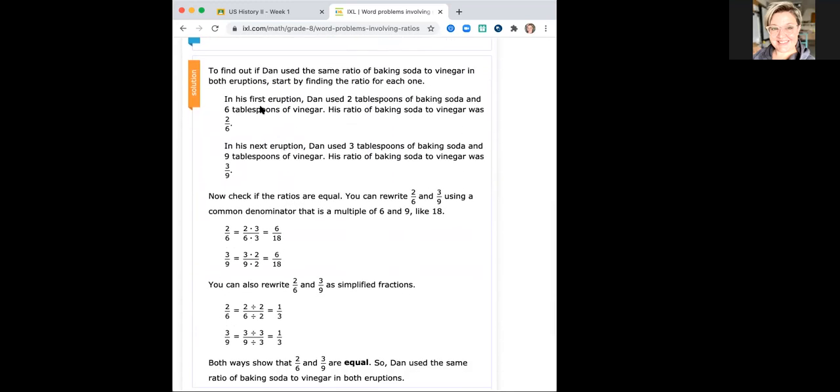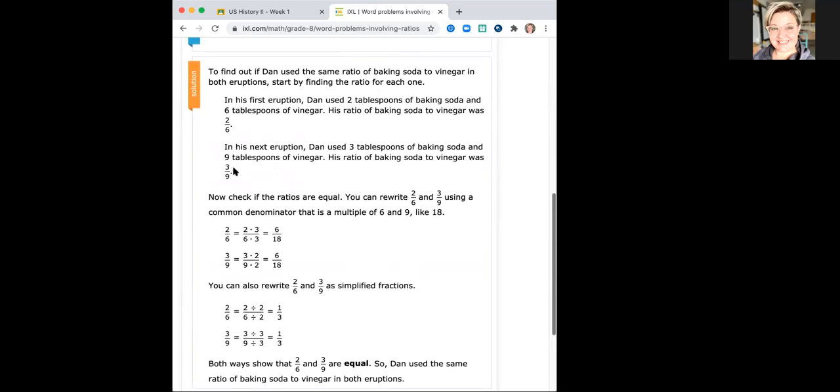In order to do that, we're going to start by finding the ratio for each one, which is what we just talked through. So in his first eruption, Dan used 2 tablespoons of baking soda and 6 tablespoons of vinegar. So his first ratio was 2 for every 6. 2 tablespoons of baking soda for every 6 tablespoons of vinegar. In his next eruption, Dan uses 3 tablespoons of baking soda and 9 tablespoons of vinegar. So his ratio for the second time was 3 to 9.